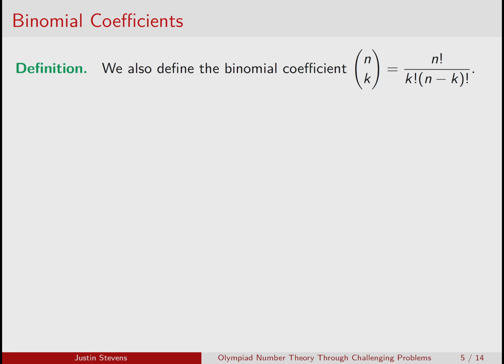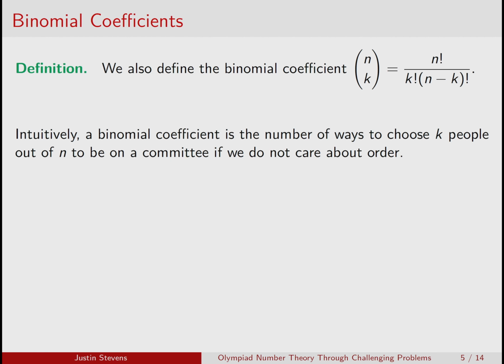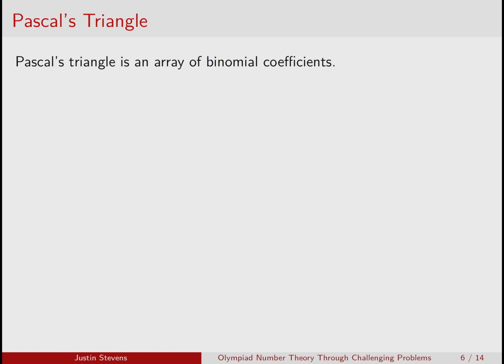We're now going to take a look at the definition of binomial coefficients, which we can define in terms of factorials as n choose k is equal to n factorial divided by k factorial times n minus k factorial. So intuitively, a binomial coefficient is a number of ways to choose k people out of n to be on a committee if we do not care about the order in which these people are selected. So for example, 4 choose 2 is equal to 4 factorial divided by 2 factorial times 2 factorial, which is 24 divided by 2 times 2, or that's just equal to 6.